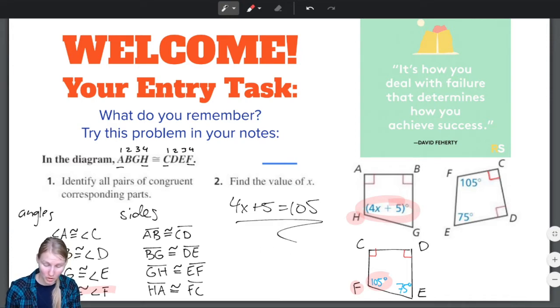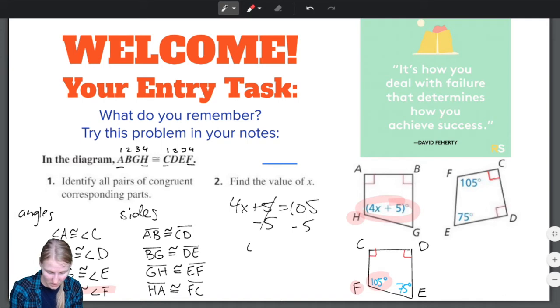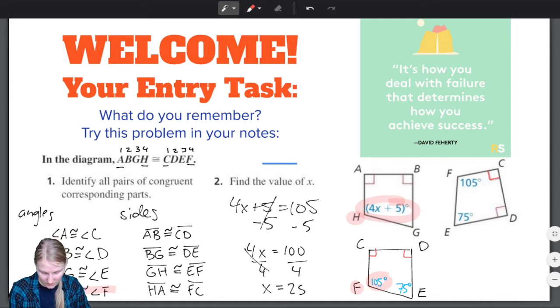So now we just need to solve this equation. Subtract 5 from both sides. We get 4x equals 100. Divide by 4 on both sides, and we get x equals 25. Because there are 4 quarters in $1, and quarters are worth 25 cents. That's how I remember 100 divided by 4. Pro tip for ya.